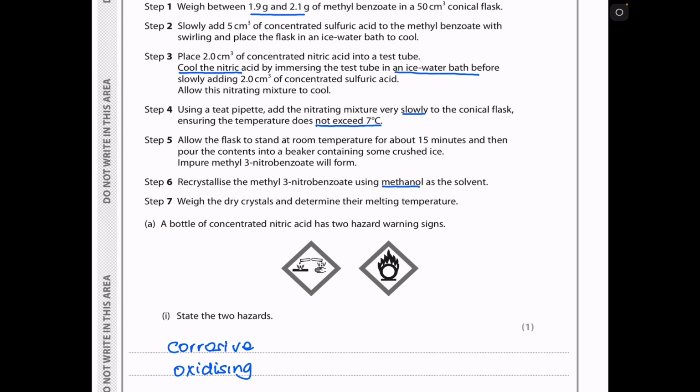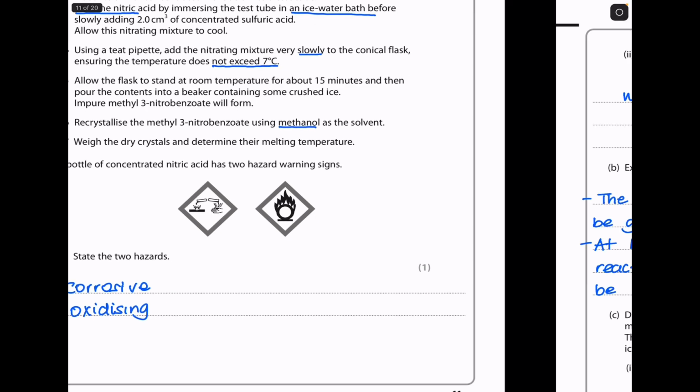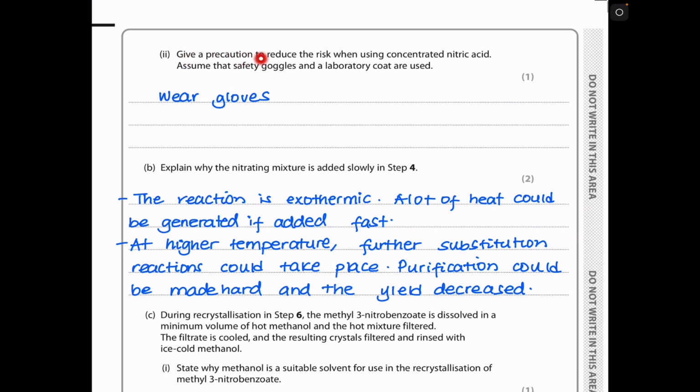So the first question says a barrel of concentrated nitric acid has 2 hazard warning signs. We have this one as well as that. State the 2 hazards. This is corrosive and that is oxidizing. So these were my 2 answers. Next they say give a precaution to reduce the risk when using concentrated nitric acid. Assume that safety goggles and the laboratory coat are worn. Because concentrated nitric acid is oxidizing and corrosive, you should wear gloves.